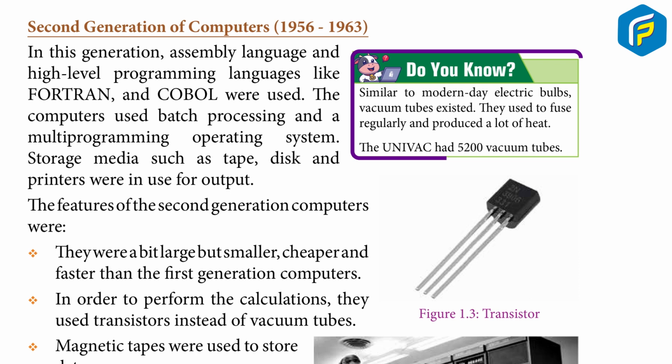Do you know? Similar to modern-day electric bulbs, vacuum tubes existed. They used to fuse regularly and produced a lot of heat. The UNIVAC had 5,200 vacuum tubes.